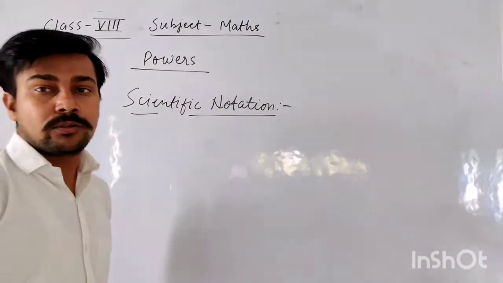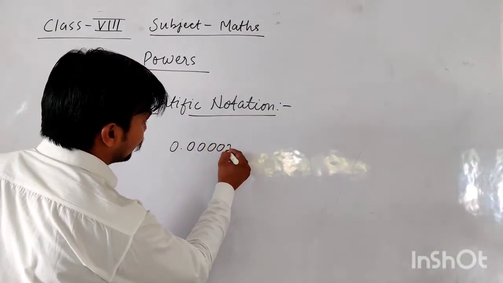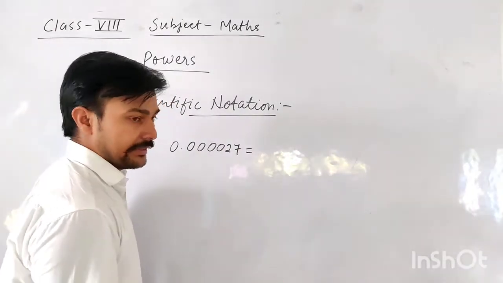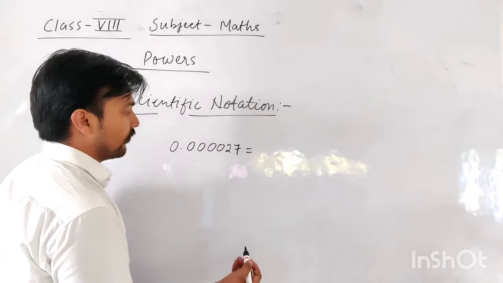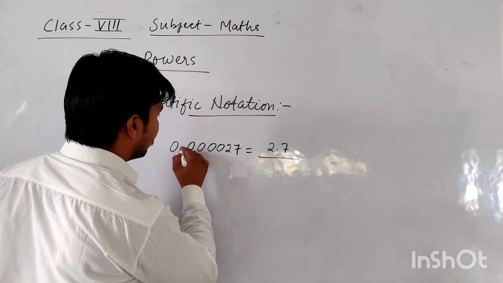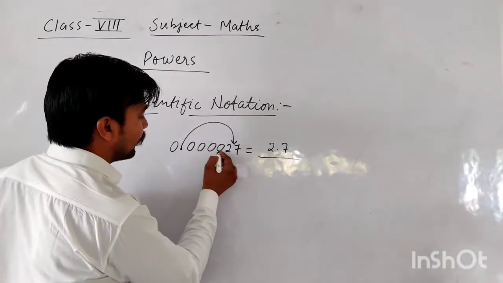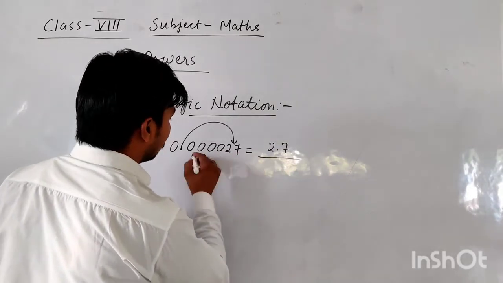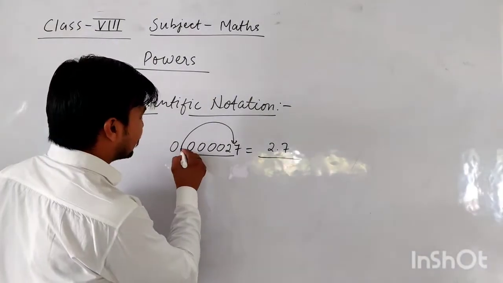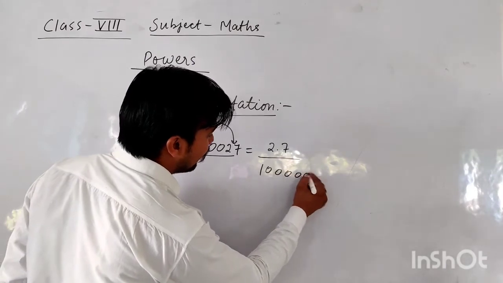Okay, so let us take an example. We have the number 0.00027. We have to write it as a power of 10. So how are we going to write this number as a power of 10? We will write 2.7. We have placed this decimal at this place. ये decimal कितने place move कर दिया? 1, 2, 3, 4, 5. So this decimal moved 5 places. So when this decimal moves 5 places, we can write here 1, 2, 3, 4, 5 zeros.